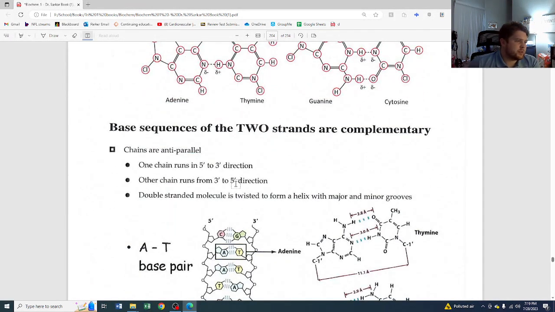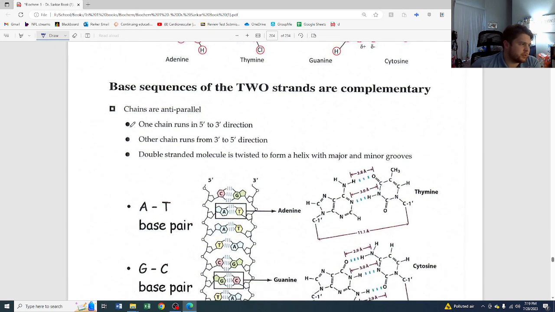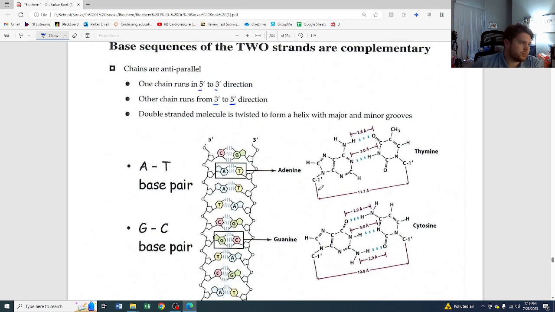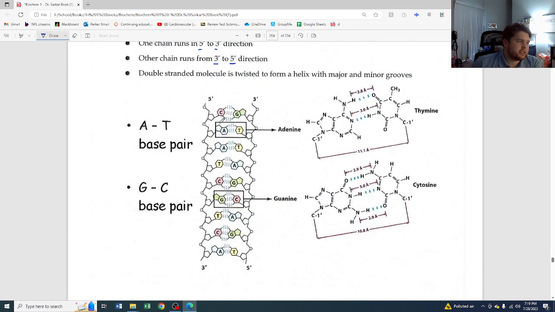Okay, so the base sequence of the two strands are complementary. So the chains are anti-parallel, which means that they're kind of opposite of each other. One chain runs in a 5' to 3' direction. The other chain runs from a 3' to 5' direction. And the double-stranded molecule is twisted to form a helix with major and minor grooves. So this anti-parallel right here that we're seeing, it's literally just saying that they're running opposite each other.